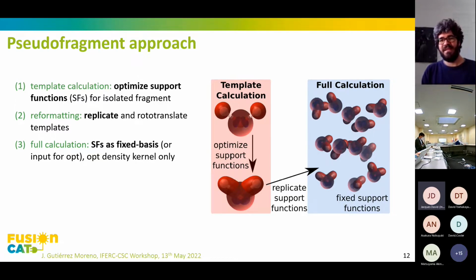The other option is to take this model with the initial template and use it as an input for a full simulation. So you optimize support functions starting from the previous support functions, which will give you basically the same results as starting the simulation from scratch, but it will converge much faster. Generation of the template will be cheaper in the beginning, so you will save computational time.